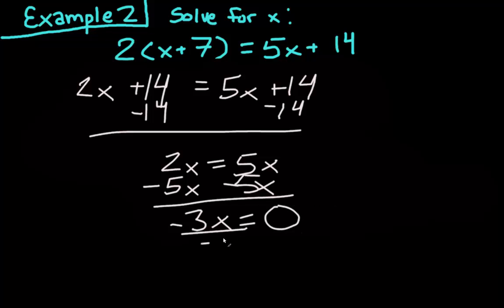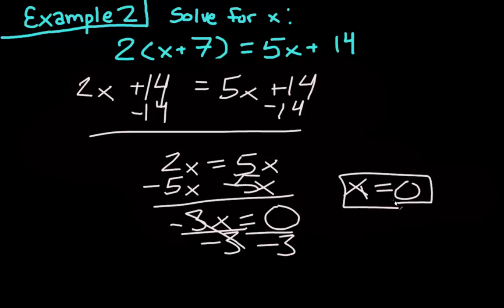And we'll keep on going and divide each side by negative 3. Okay guys, and we know that 0 divided by anything is going to be 0. So we just get x equals 0. Okay guys, so that was example 2, a little bit tricky, kind of confusing, but we went ahead and got through it. So let's move on to the next one.